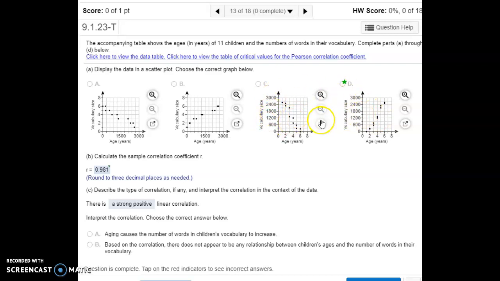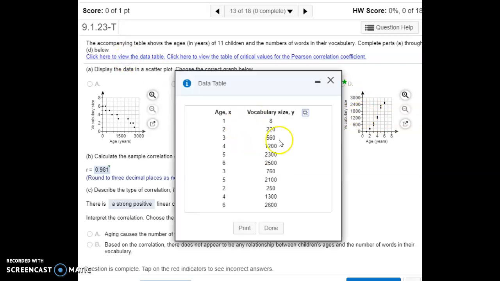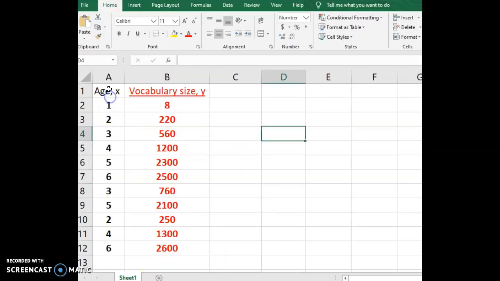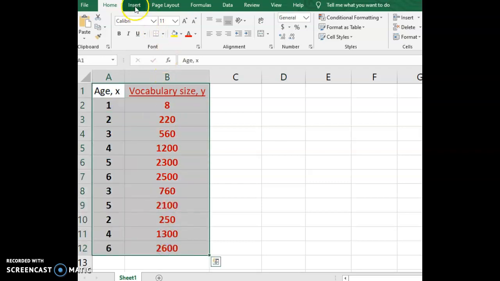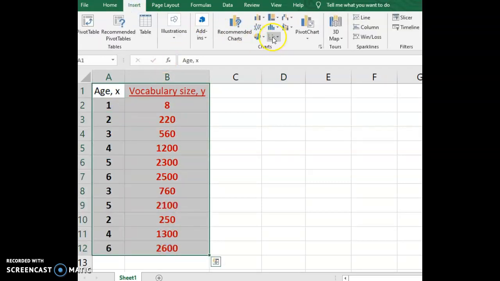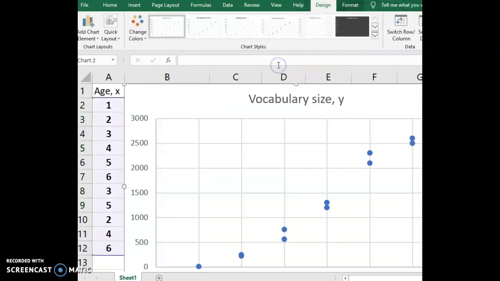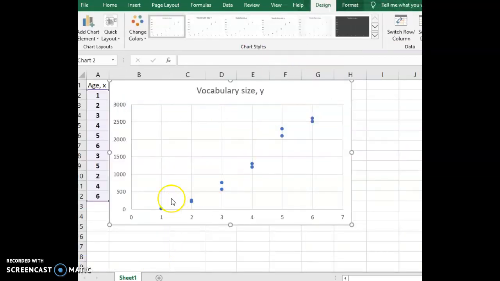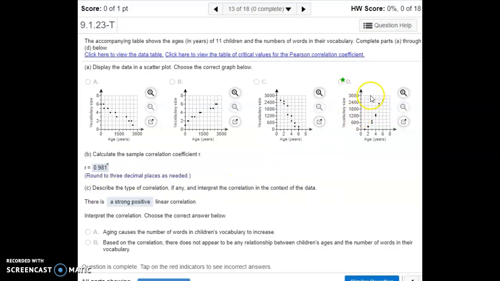So we've narrowed it down to two results. Looking at our data, you're going to want to copy that into Excel. And here in Excel, you can select all your data, go up to Insert, and what looks like a scatter plot, and just click the first option. Excel will create the scatter plot, and you can see we have what looks like a positive linear correlation here in our scatter plot. And so the correct choice is the one that's also going upwards with a positive linear correlation. Next, we will calculate the correlation coefficient R.